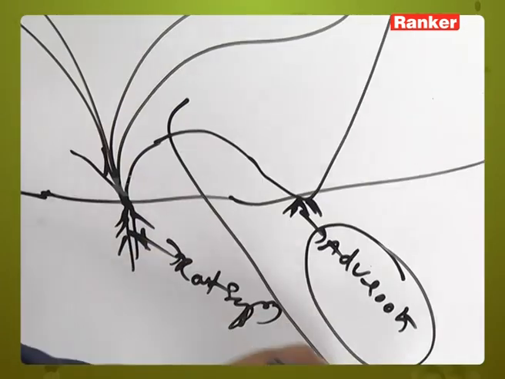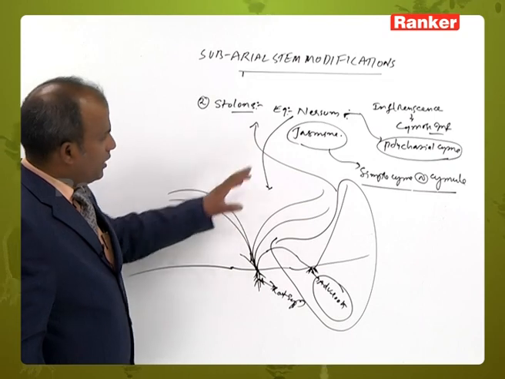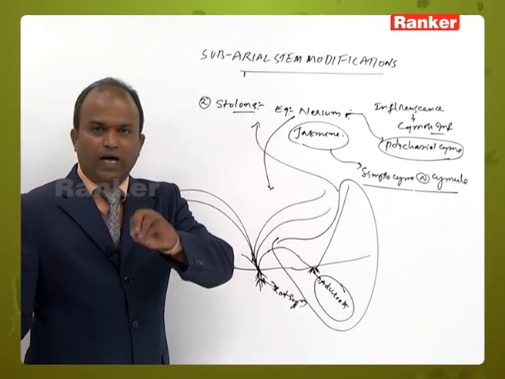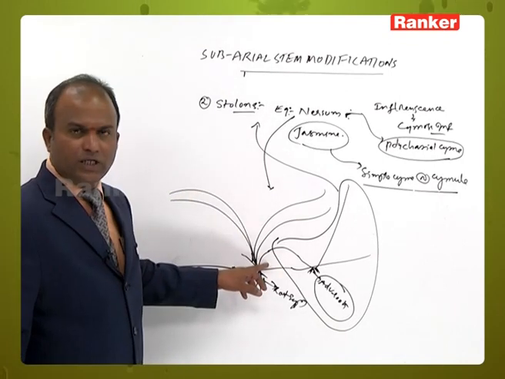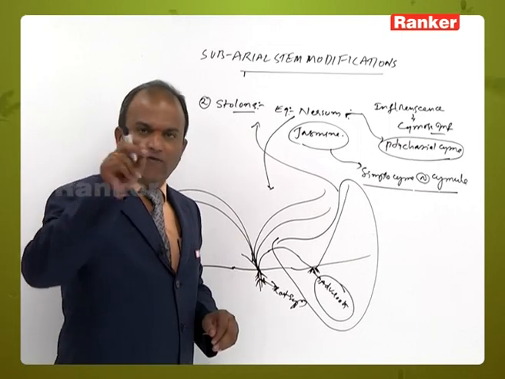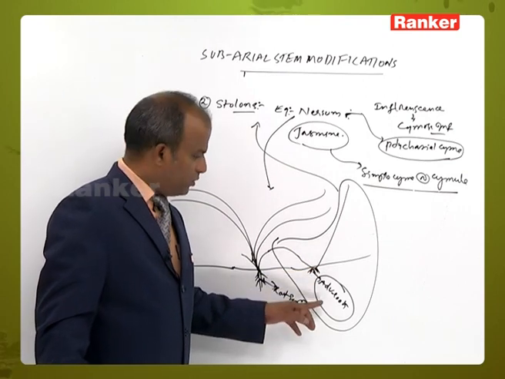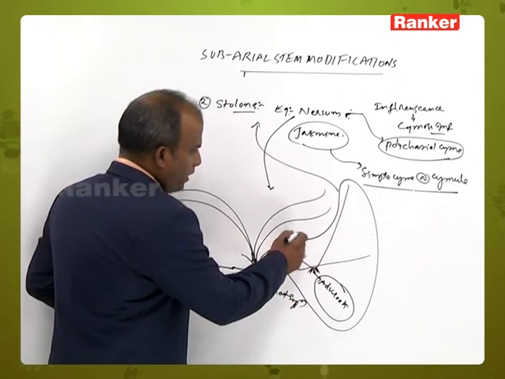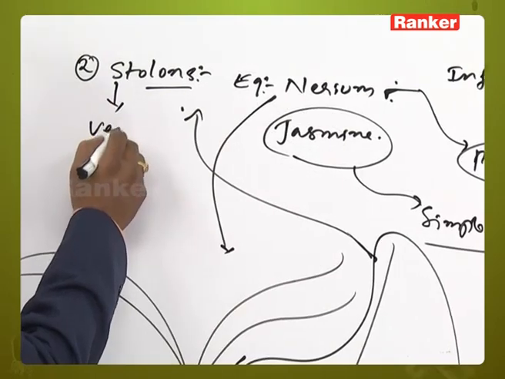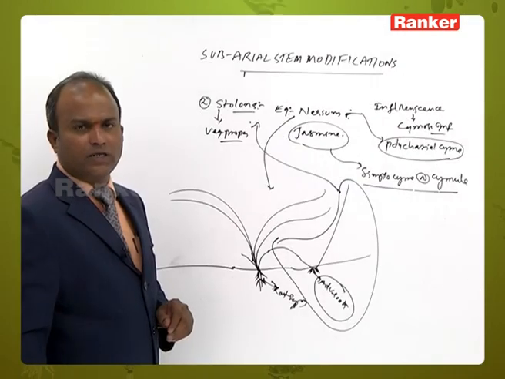Can we call this branch a stolon? Yes, this branch itself is called a stolon. That means in nerium and jasmine, all branches are called stolons? No, not all. Which branches are called stolons? The branches which develop from the basal part of the stem, grow towards the soil, and once they touch the soil, again become aerial. Where this branch touches the soil, it produces adventitious roots, and this complete branch is called a stolon. This stolon plays an important role in vegetative propagation.